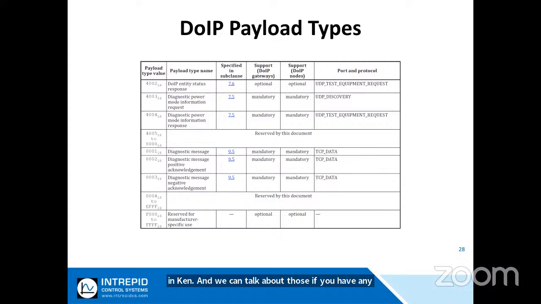There's the current version has power mode information request. And then finally, really the diagnostics is actually in the range of 8,000. So 8,001 to 3 is essentially the headers that we're using to actually do the diagnostics. And then if you, for some reason, like it says reserved by this document, again, doesn't stop people from using it, but there is a range that is specifically reserved for manufacturer specific use.